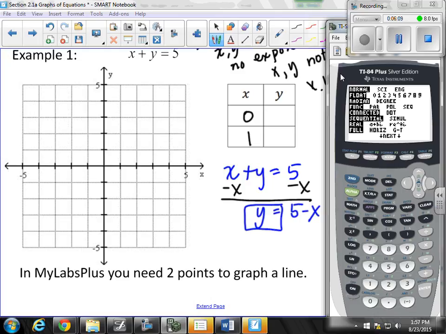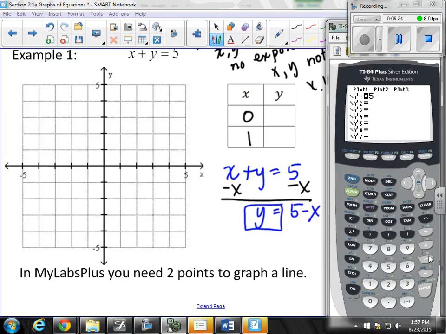Hit enter so that all the options are along the right-hand side of the screen, and then we're going to hit second, mode, or quit. And then I'm going to go to my y equals screen. Now I'm going to type 5 minus x.